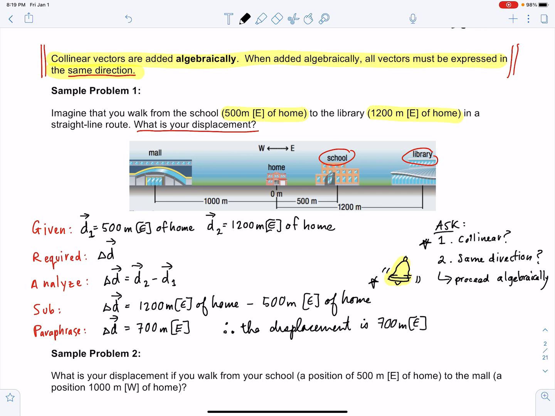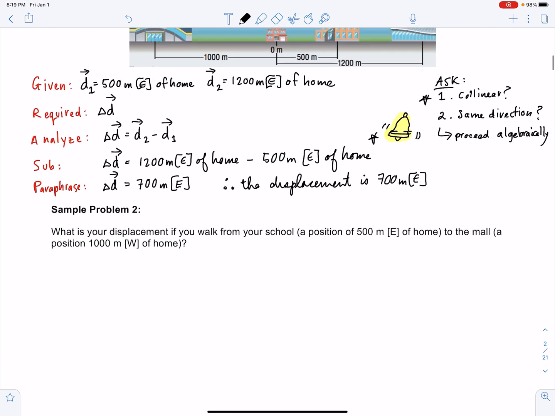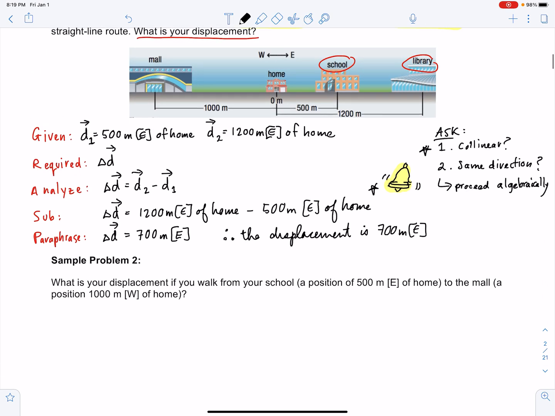Perfect. Okay, let's try a second example. Sample problem number 2. What is your displacement if you walk from your school, a position of 500 meters east of home, to the mall, a position of 1,000 meters west of home? So now we're going from the school to the mall. So we're starting here, position number 1, and we're ending up here, position number 2.